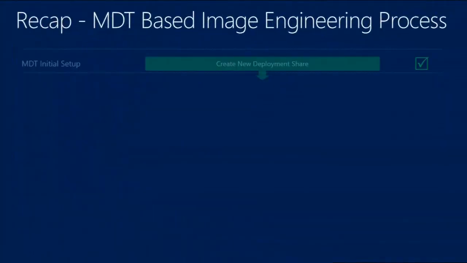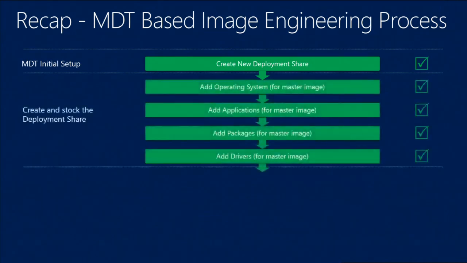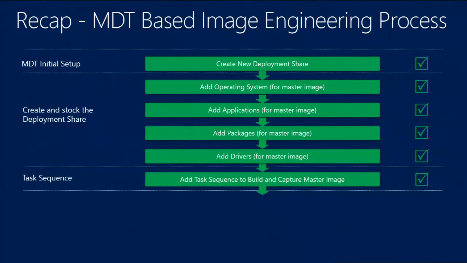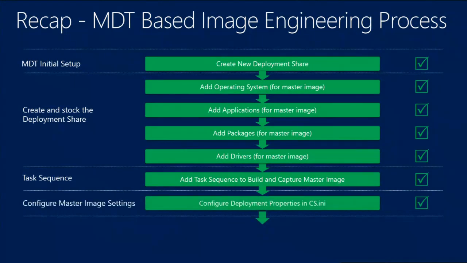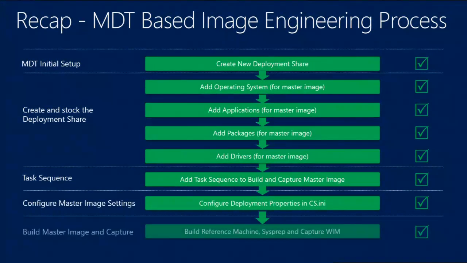So let's just do a quick recap. We create a new deployment share within MDT 2012. We stock that deployment share with all of our pieces, so our operating system, vanilla image, our applications, our packages, our drivers. We then create a task sequence, like the one that I showed you in the demo, we configure our customsettings.ini file to control that task sequence, and then we use that task sequence to build a reference machine. So that's how we set up the image engineering process within MDT.